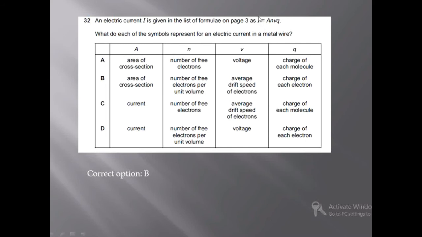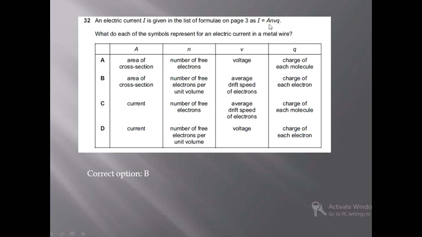We know that I is equal to A n v Q. This is the formula for the current flowing through a conductor, where I is the current flowing in the conductor, A is the cross-sectional area of the conductor, n is the number density or number of charge carriers or number of free electrons per unit volume, v is the average speed of the electrons, and Q is the charge of the electron.